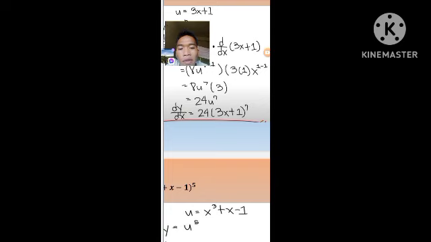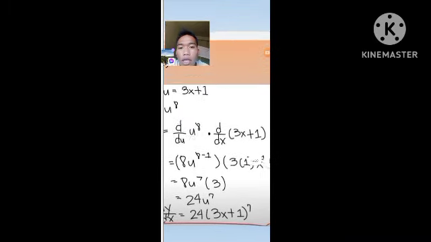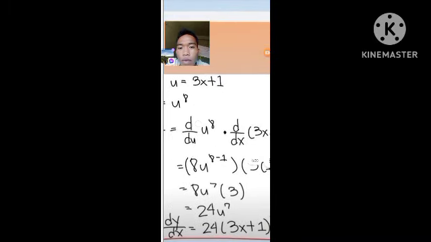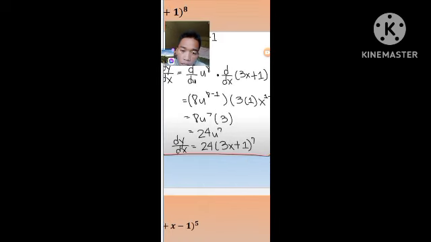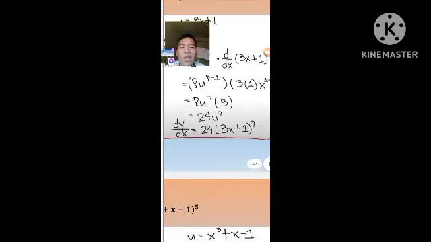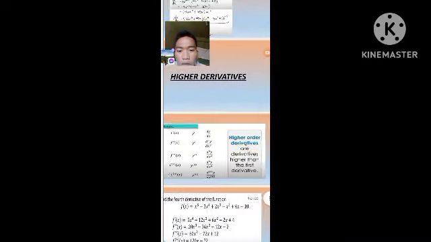And then, what is our u? Our u is 3x plus 1. So our answer is dy over dx equals 24 times 3x plus 1 raised to the power of 7. So, that's how the chain rule works. So, higher derivatives.